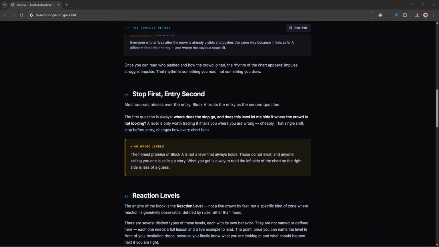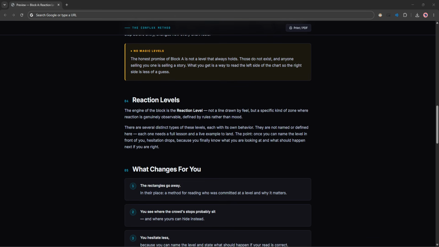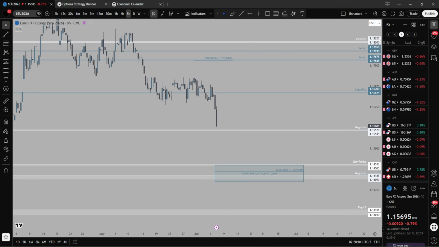The engine of the block is something we call a reaction level, not a line you draw by feel. A specific kind of zone where reaction is genuinely observable, defined by rules, not by mood. There are several distinct types of these levels, each with its own behavior. I am not going to name or define them here because each one needs a proper lesson and an example to land. What I will tell you is that once you can name the level you are standing in front of, your hesitation drops because you finally know what you are looking at and what should happen next if you are right. And that is the honest promise of Block A.